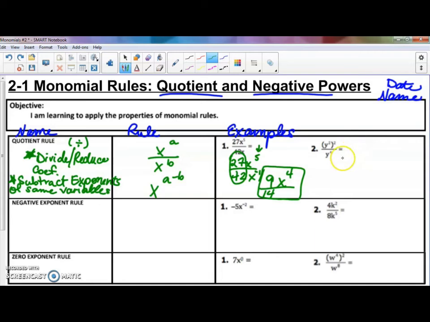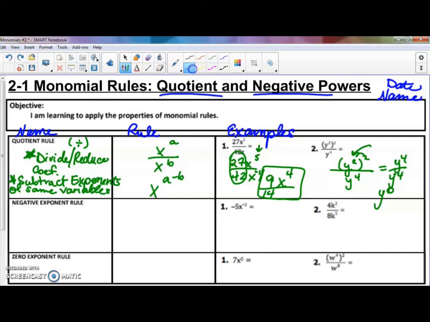Now for our second example, we have y squared, and it's being squared, all over y to the fourth. The first thing we have to do is simplify this numerator. I'm going to raise it to the power. There's no coefficient to worry about, so I'm going to multiply my powers, 2 times 2, to get y to the fourth over y to the fourth. Now there's no coefficients to worry about, so we skip that first step. And now 4 minus 4 will give us y to the 0 power. We're going to hang out here because when we hit the 0 power rule down here, we'll talk a little bit more about him and come back to him.